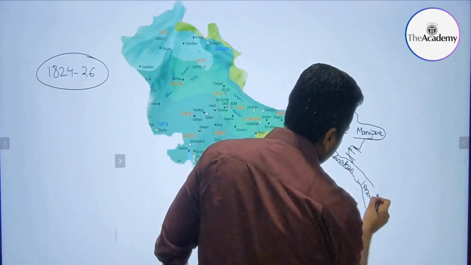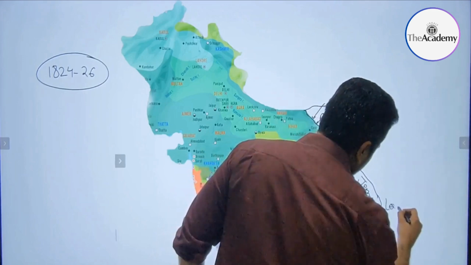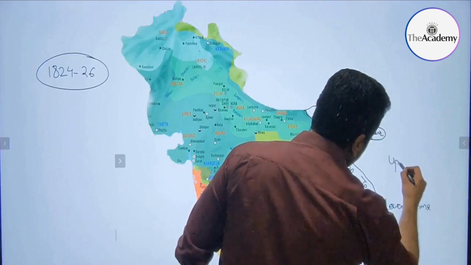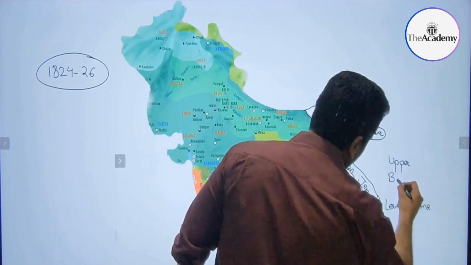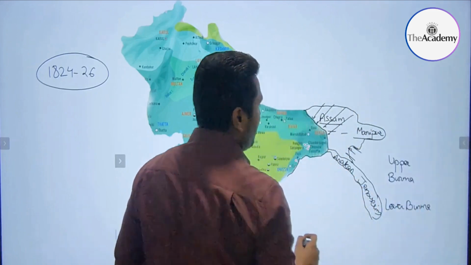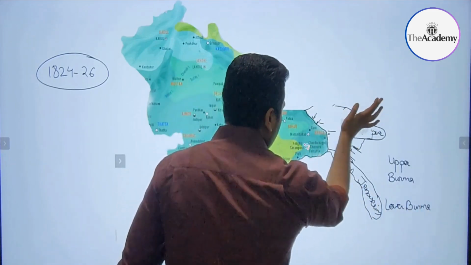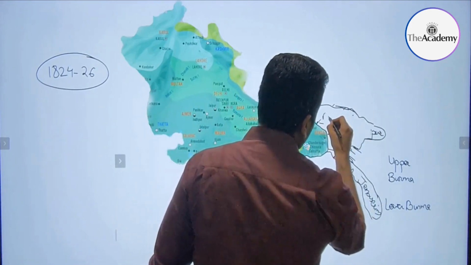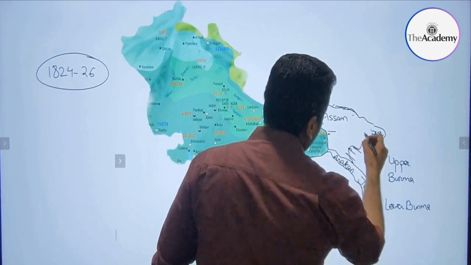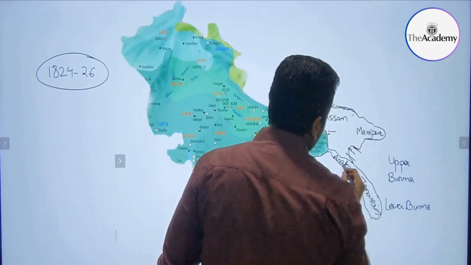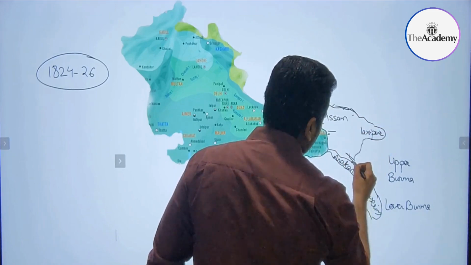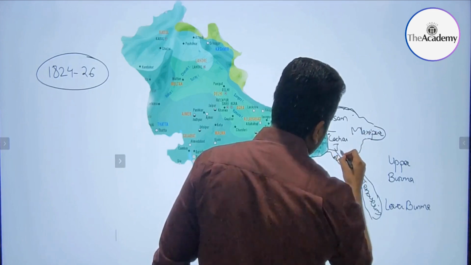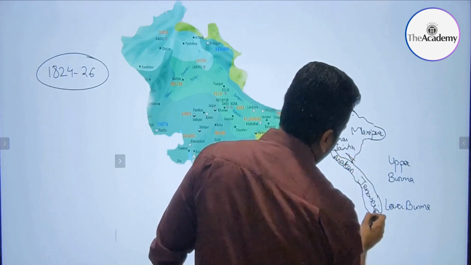So except for the lower Burma, that is the Pegu, and upper Burma, the British managed to include a large territory, which is the present day Assam, Manipur, the region of Kachar, Jaintia, Arakan, and Tenasserim.